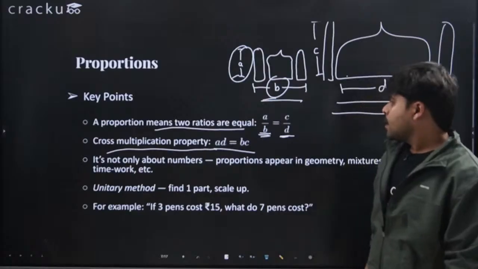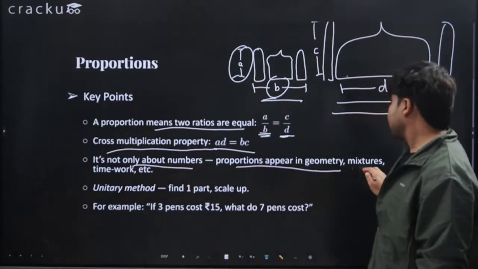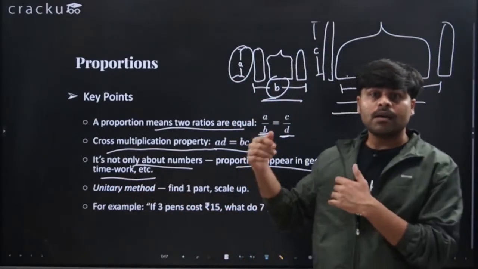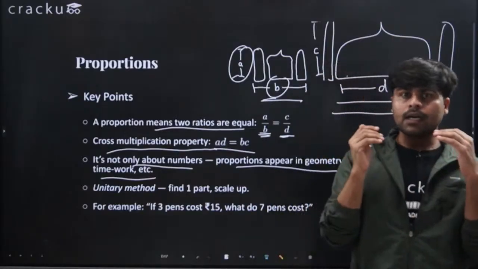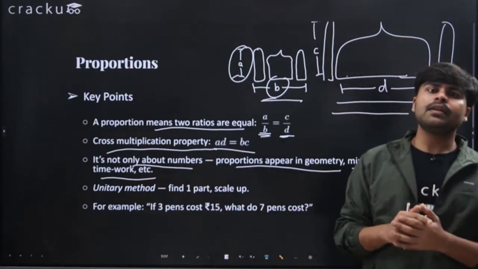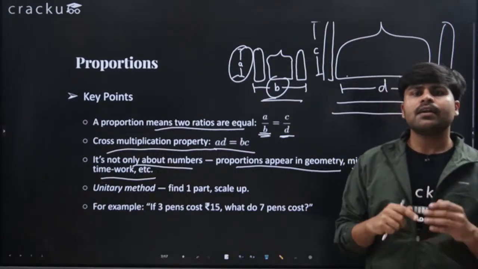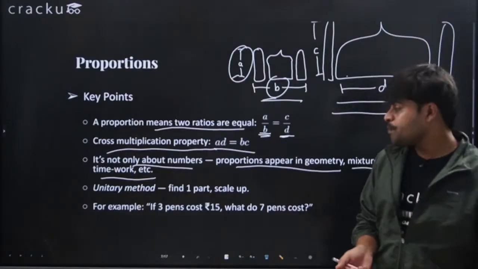Okay. It's not only about numbers. Proportions appear in geometry, mixtures, time and work, and so on. So it's not just about ratio and proportion being a standalone subject only. No, these are important properties and they help in almost every subject. They help in geometry, mixtures, time and work, time, speed and distance, and so on.